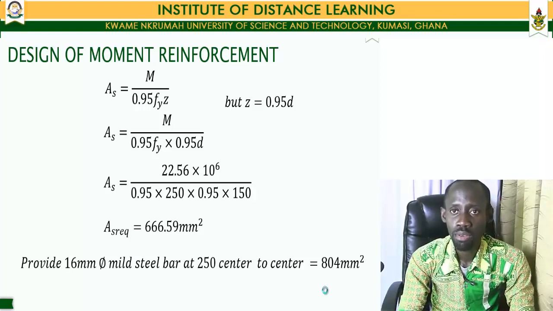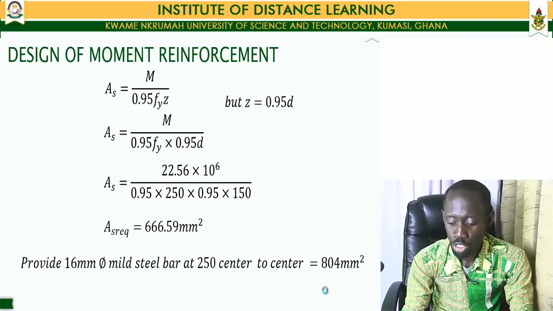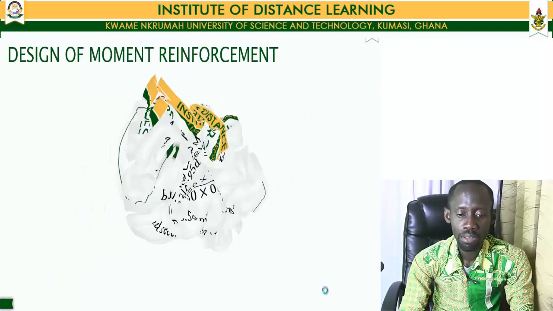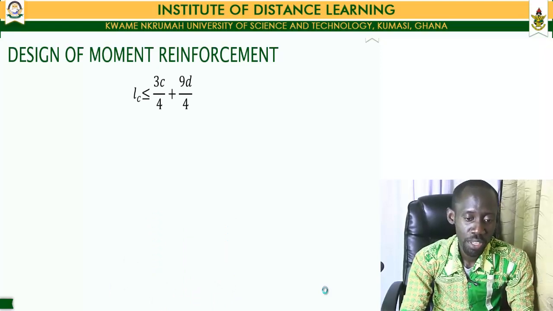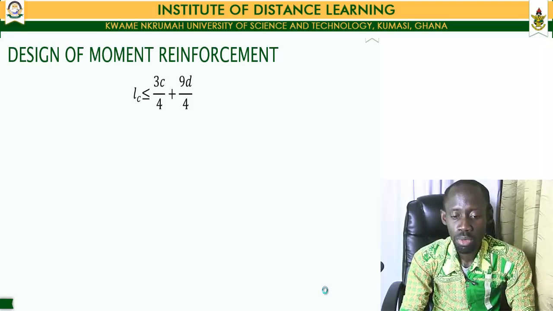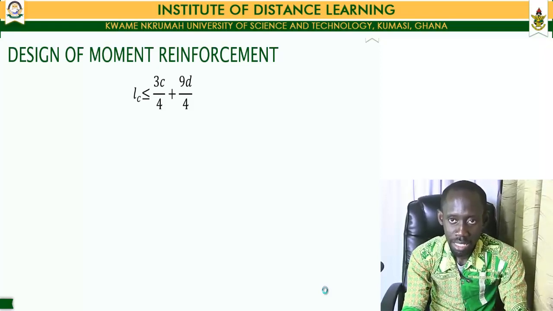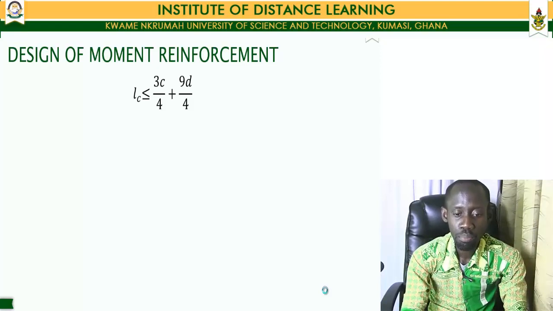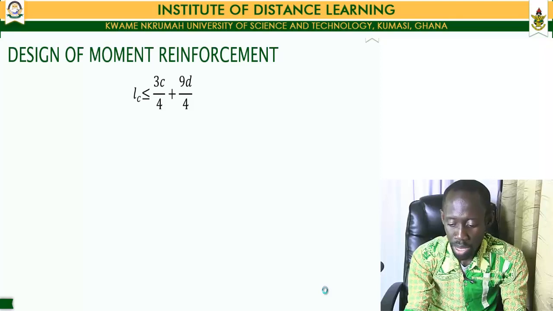Now, having finished with determining the area of reinforcement for our section, we'll move ahead and determine how to distribute our reinforcement within the base of our pad foundation. The BS code stipulates that if my LC, which is the distance from the face of my column to the edge of the pad, is less than or equal to 3 times my column dimension divided by 4 plus 9 times my effective depth divided by 4, then the area of reinforcement that I calculated can be spread equitably along the full length of the pad foundation.